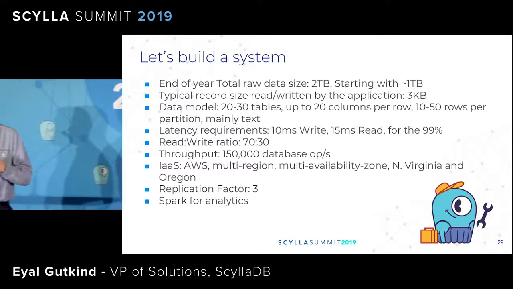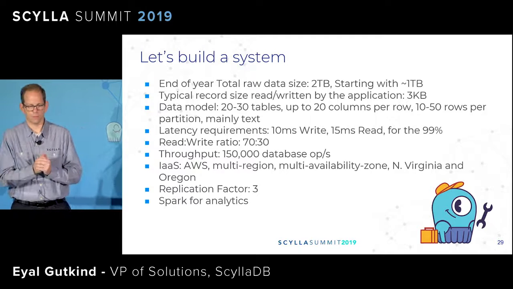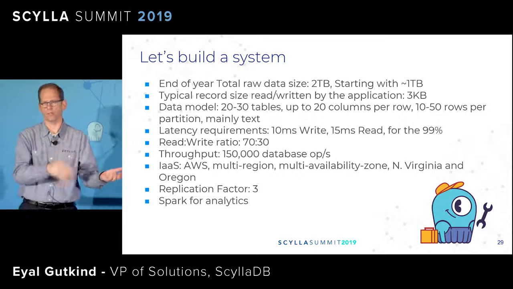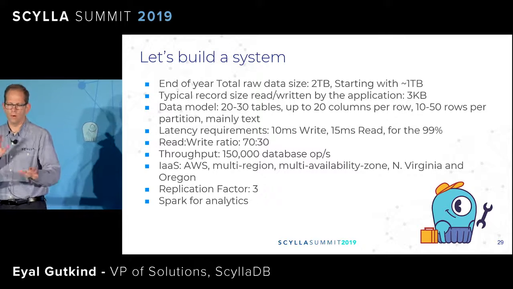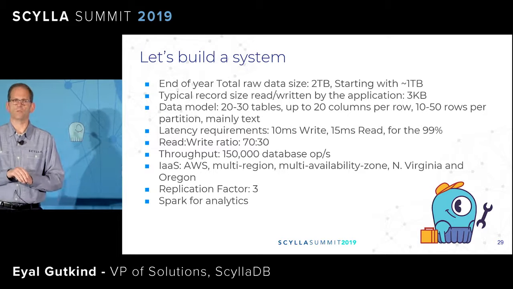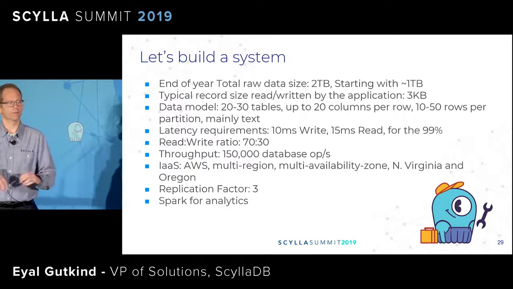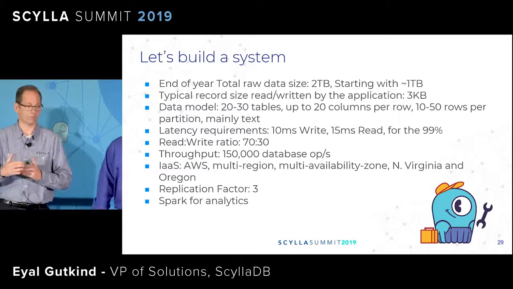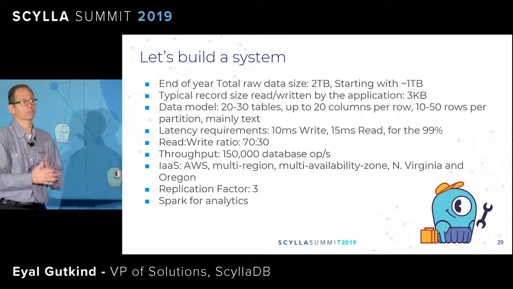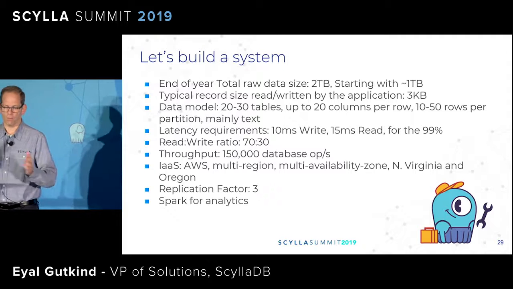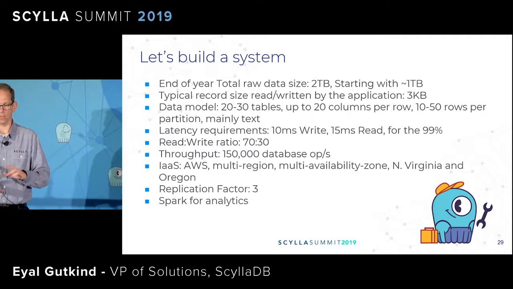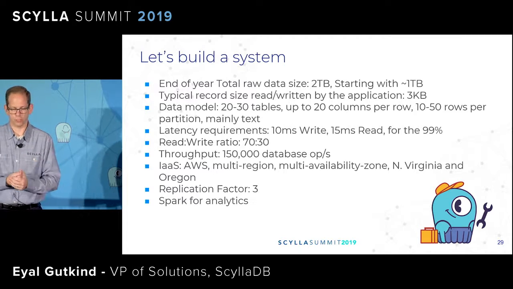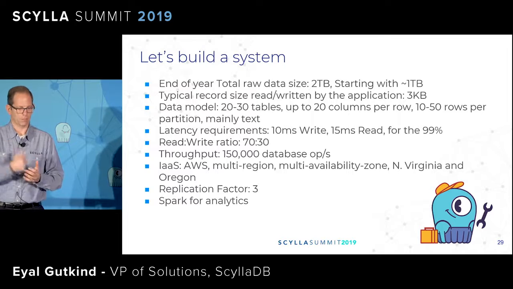This is the summary. We did some back-of-the-envelope mathematical understanding, and we understand that the raw data, after multiplying the number of users by the rows by the payloads, is about 2 terabytes. Roughly 1 terabyte at the beginning, because the system grows. So you have to think about your growth progress. What's your expectation for the next year? And we have all this information about the typical row size, data model, latencies, read-write ratio, and replication factor. Let's go for it.